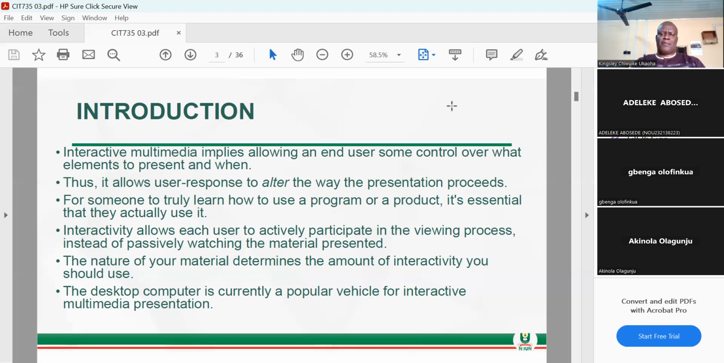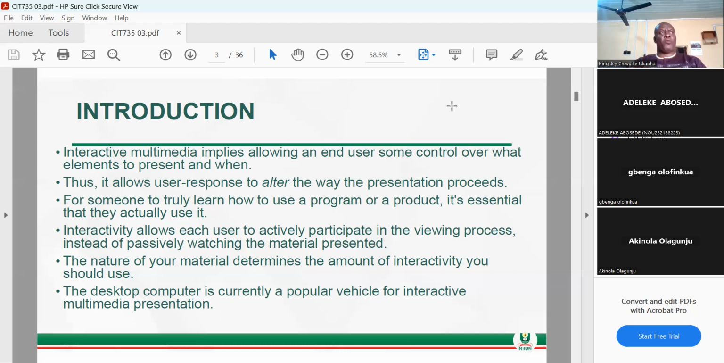So it allows user response to alter the way the presentation proceeds. As somebody is shouting at you on the telephone, you quickly call the person short. You realize you are abusing me. The person tells you sorry. You've been able with your response to cut the person short.